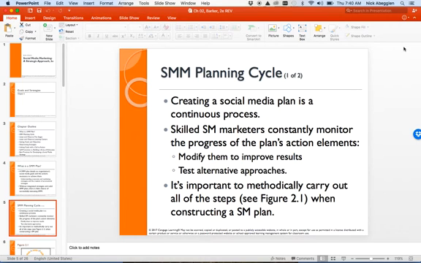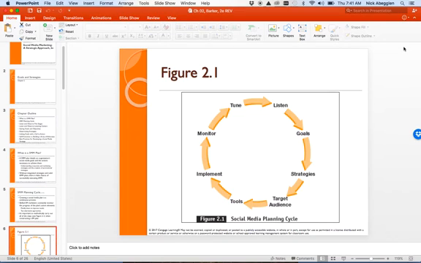The social media marketing planning cycle. Creating a social media marketing plan is a continuous process. Skilled social media marketers are constantly monitoring the progress of a plan's action elements, modifying them, improving them, and then testing alternatives. As you're going to see in the next figure, it shows all of the different planning cycle items or pieces that a social media marketer keeps in mind or is aware of during that process.